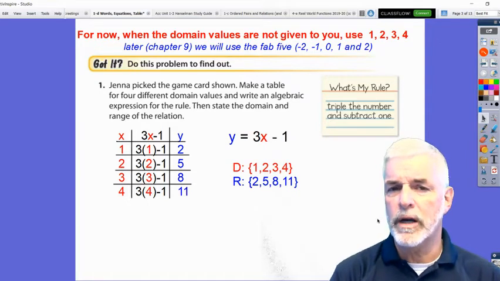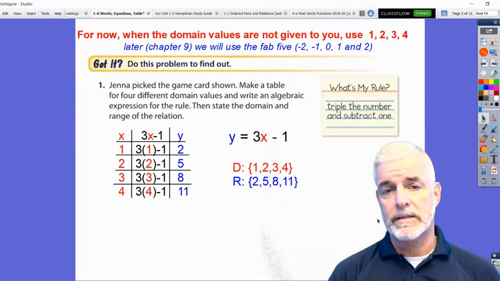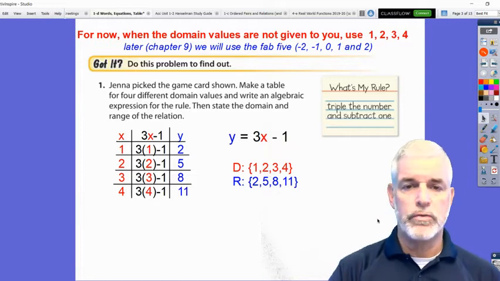There's really nothing new here. Just using the rule and then picking the X values and coming up with the Y values for the rule. That's kind of the new thing here.